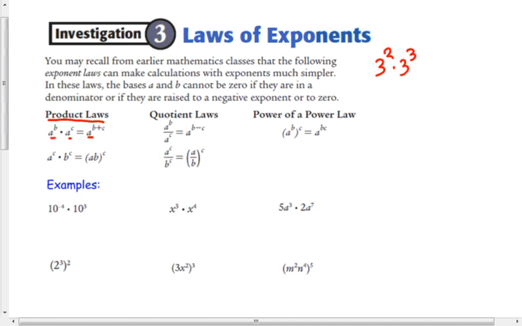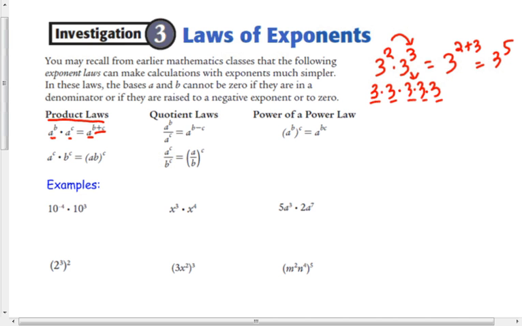Well, all I really need to do here, since 3 to the second is 3 times 3, so 3 squared is 3 times 3, and 3 to the third is 3 times 3 times 3. When I multiply those together, you can see that I have 5 factors of 3, which is exactly what I get when I add 2 plus 3. So that's where this product law comes from. Just add the exponents if the bases are the same.